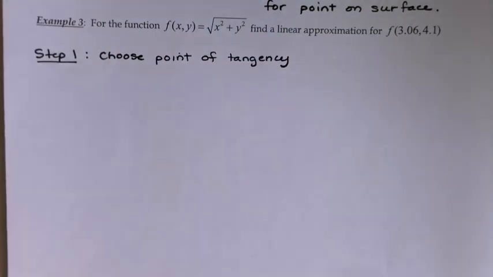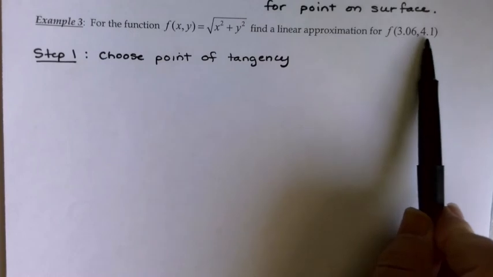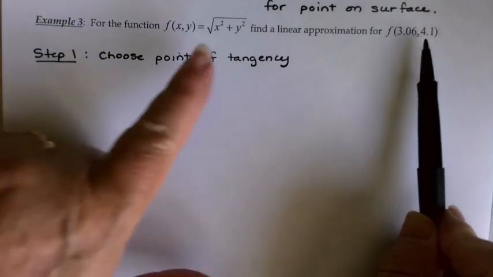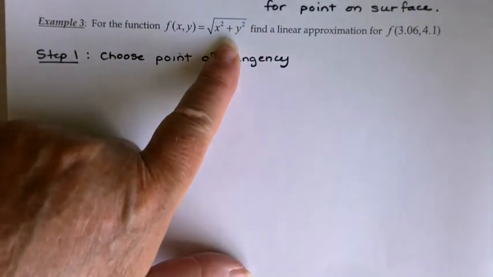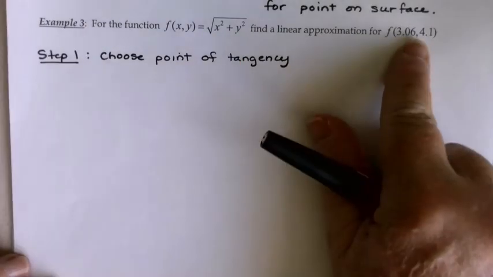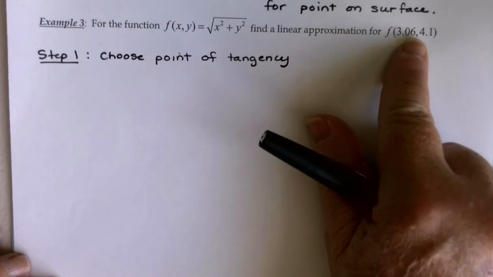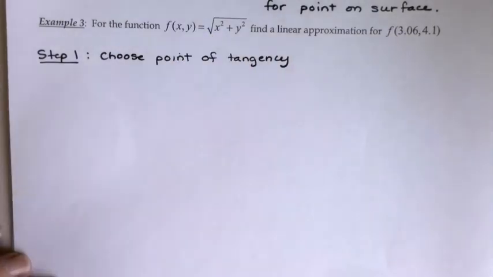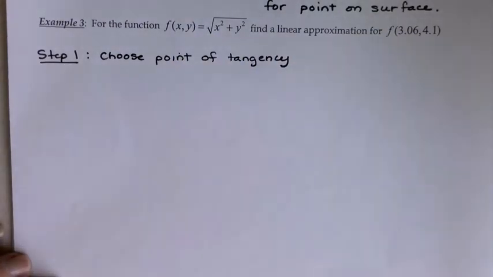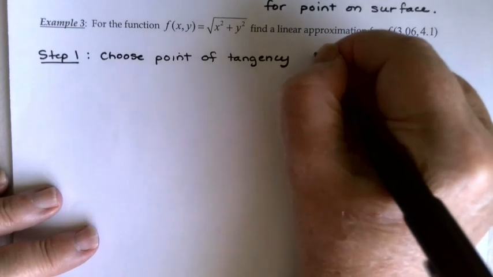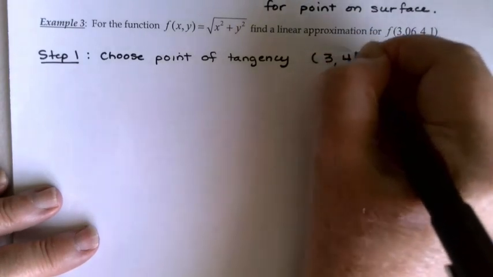Now the trick to choosing a point of tangency is to pick something that's pretty close to the point you want, and yet is really easy to substitute into your function. So in this case, it's probably fairly obvious. (3, 4) is real close to this point, and of course it's very easy to plug 3 and 4 into my original function. So in this case, let's choose (3, 4).